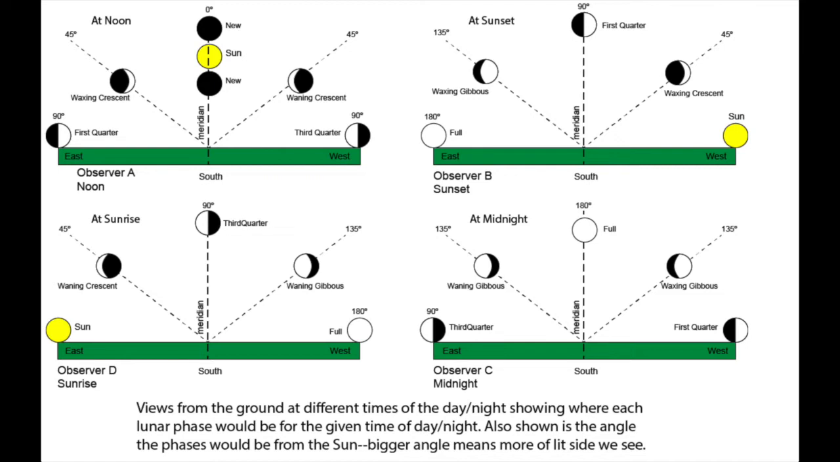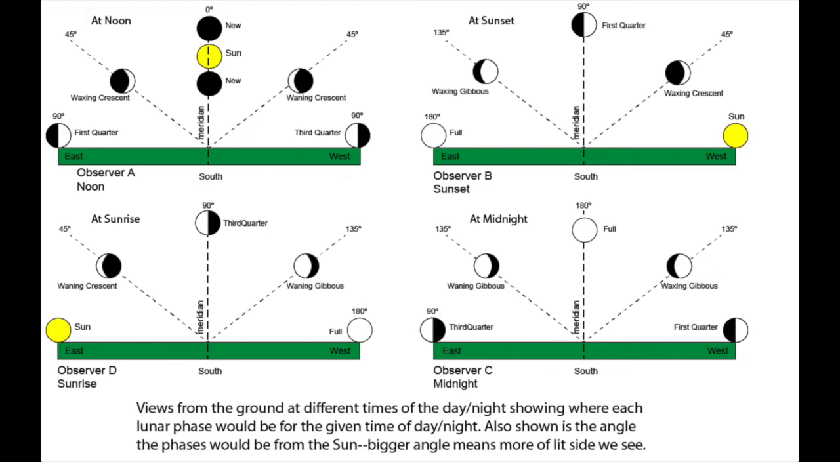A few days later, the first quarter moon is at 90 degrees from the sun. It is 6 hours behind the sun, so it is rising at noon, gets up highest crossing the meridian at sunset, or 6 p.m., as shown in the top right observer B picture, and then sets at midnight, as shown in the bottom right observer C picture. A few days later, the moon would be at the waxing gibbous position shown here. The waxing gibbous phase, shown here at 135 degrees from the sun, would be 9 hours behind the sun. It would rise at 3 p.m., cross the meridian at 9 p.m., and set at 3 a.m.